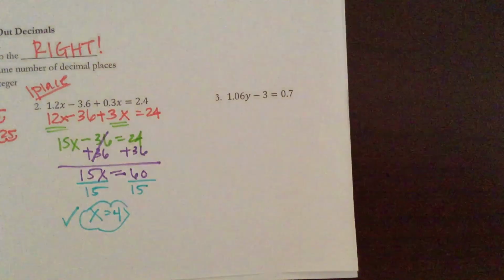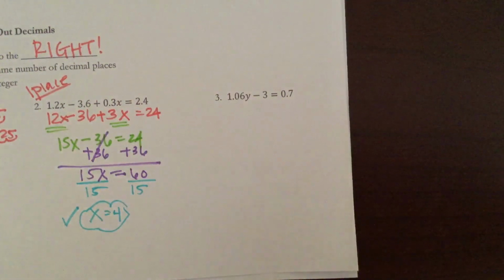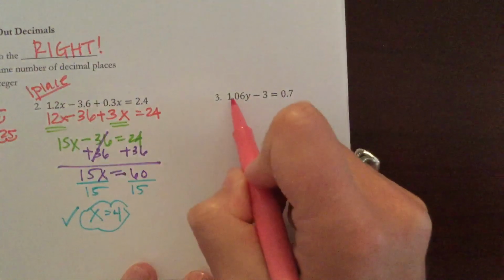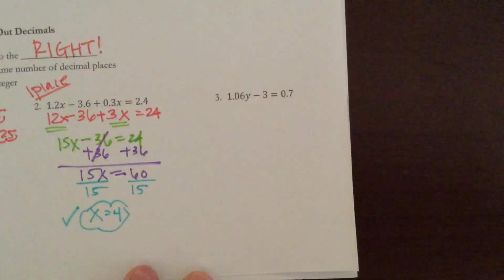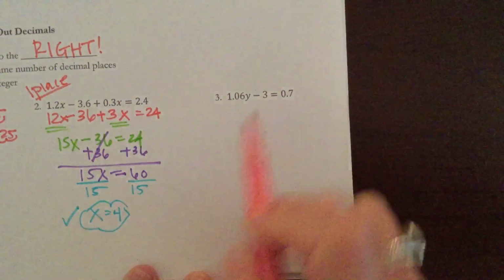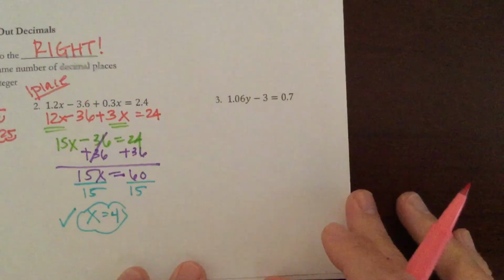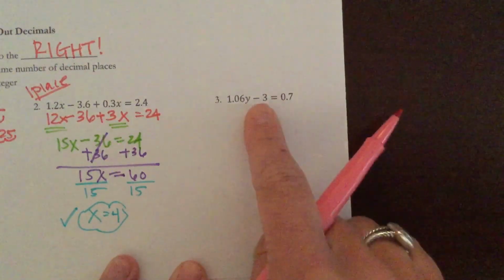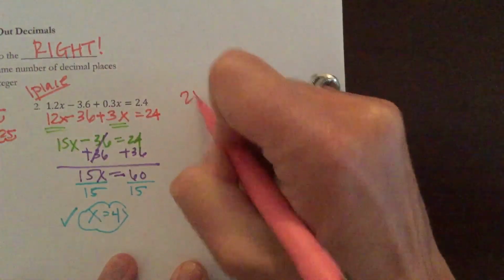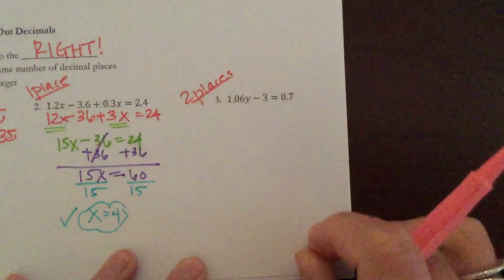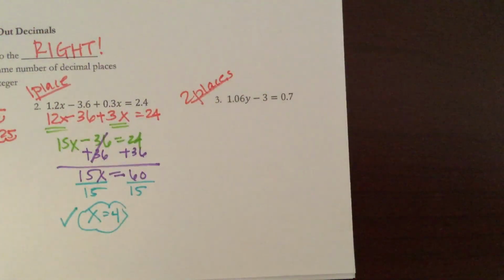On question number 3, you should see that we need to move 2 decimal places. It's going to take me 2 places to make this 106. This is already an integer, and it will only take 1 place to make that become 7. But I have to make sure every number is an integer, and so it's going to take 2 places to make that happen. Remember, I have to move this on every term, regardless of if there is a decimal there or not.